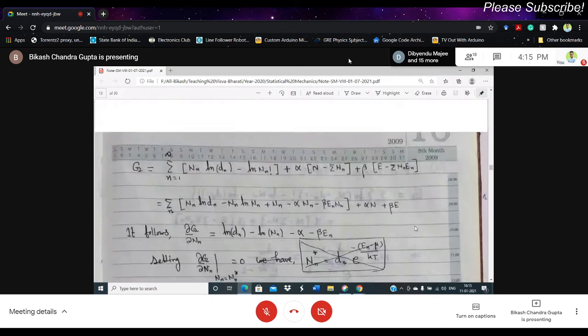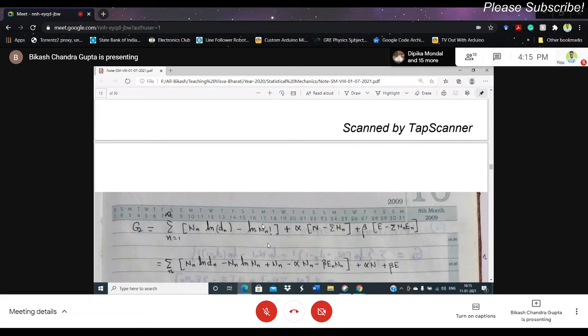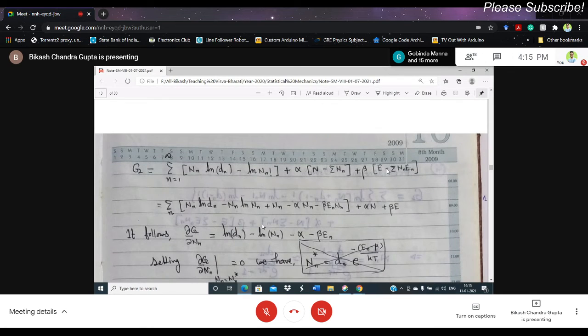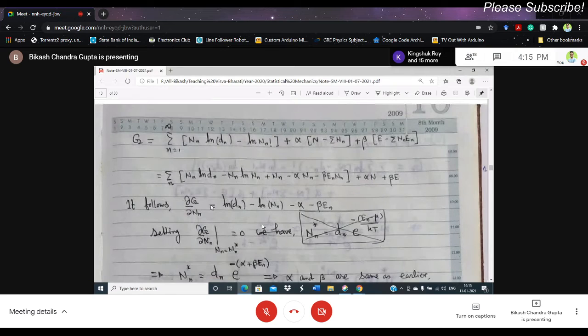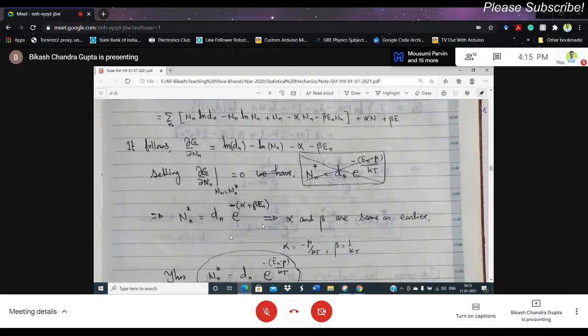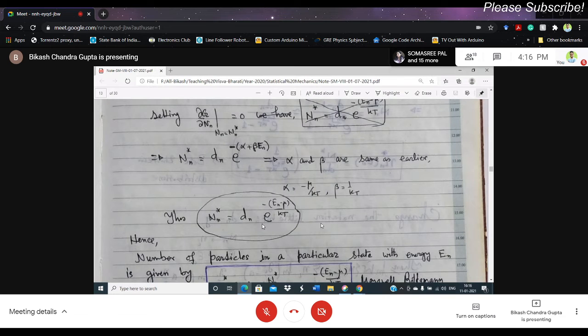ঠিক আছে। So basically, when you take a ln, then some factorials are there. Then you use the Stirling formula because the number is very large, and therefore you write it in this form and then take the derivative with respect to n, and that itself will give you this expression. And alpha is minus mu by kT, and beta is 1 by kT. These are the multipliers.